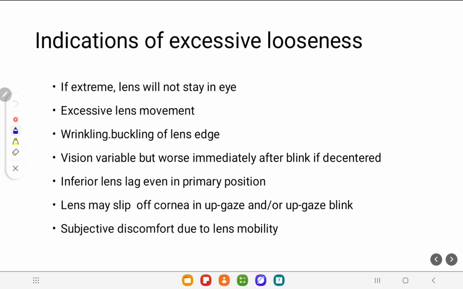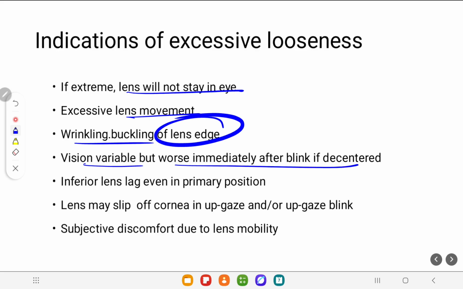So indications of excessive loss are literally easy. First, if it's extreme, the lens will not stay in the eye. Second, excessive movement. Third, weakening and buckling of the lens, so vision is variable, definitely worse immediately after blinking. So better immediately after blinking in tight lens, worse immediately after blinking in loose lenses.